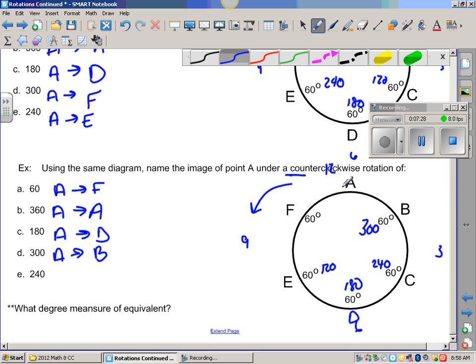And last but not least is 240: 60, 120, 180, 240. I would end up at C.